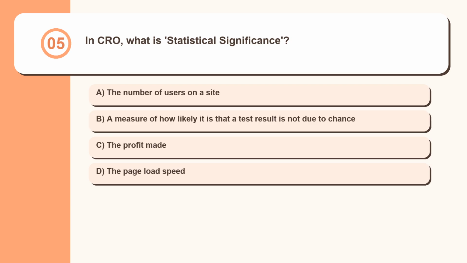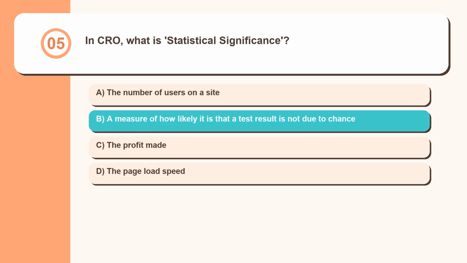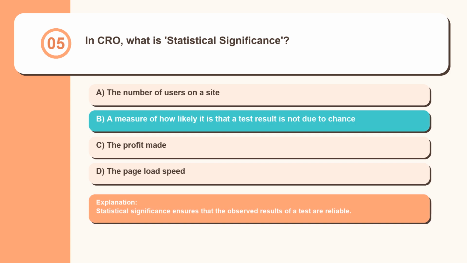Question 5. In CRO, what is statistical significance? The number of users on a site, a measure of how likely it is that a test result is not due to chance, the profit made, the page load speed. Statistical significance ensures that the observed results of a test are reliable.